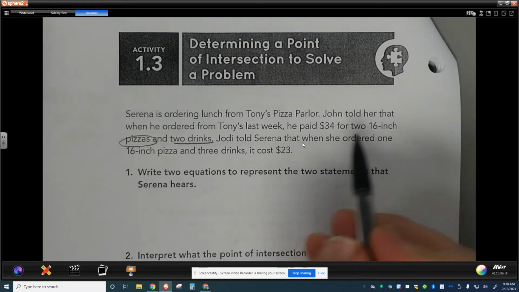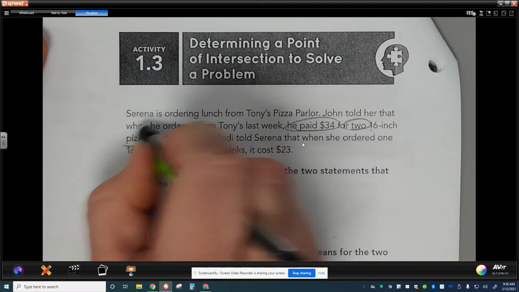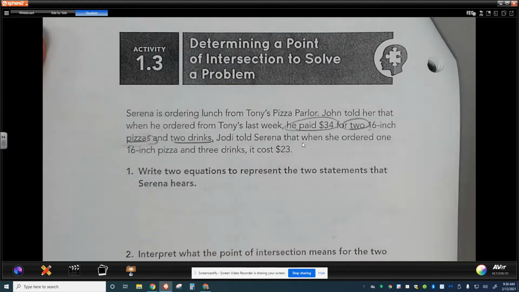Okay, mark the text, right? $34 for two pizzas and two drinks. Good. What else?